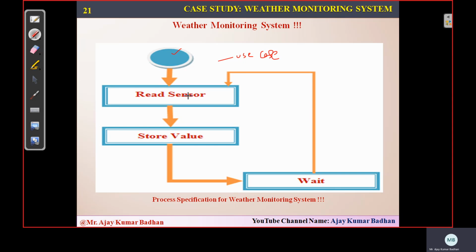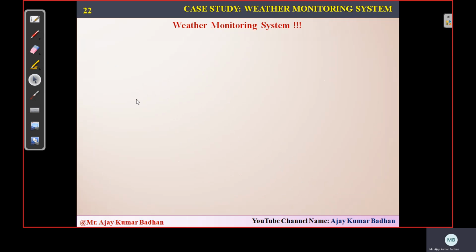The process starts here. What is the main task here? The sensor should read the data, store that data within the database, wait for some time, and again repeat the process. So it will wait a few milliseconds, and again start reading the data from the environment, store the values, and this process will keep on repeating. I hope it's very clear till here.